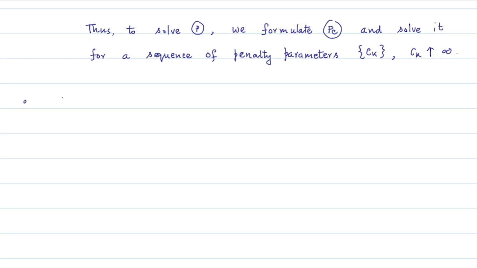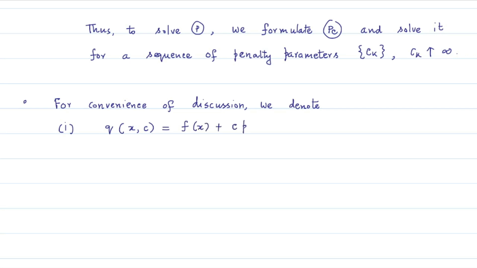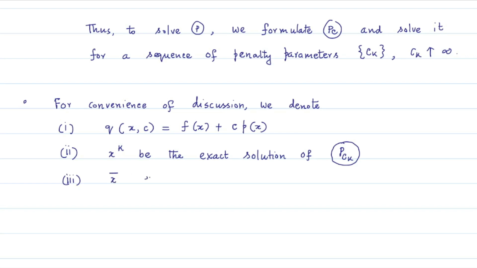For the convenience of our further discussion, we consider a few notations. We denote the objective function of PC by, let's suppose, Q(x, c), which is given by fx plus c times the penalty function p. We denote the exact solution of the problem PC with a given value of CK by the point, let's suppose, xk. Here by PCK, we mean the problem PC with the value of C equal to CK. We also consider that X bar is the exact solution of the problem capital P, the original problem.